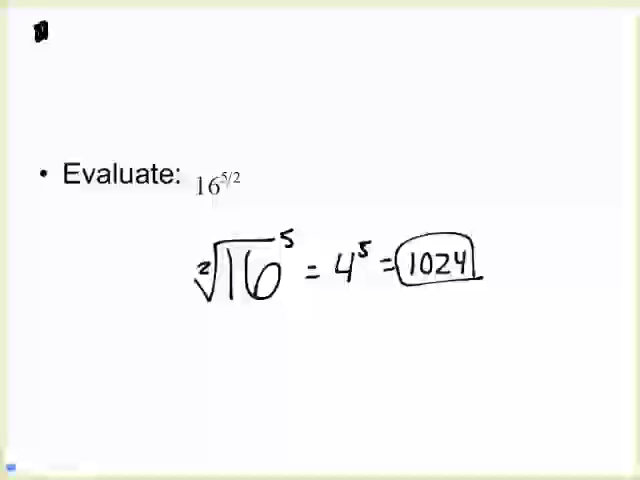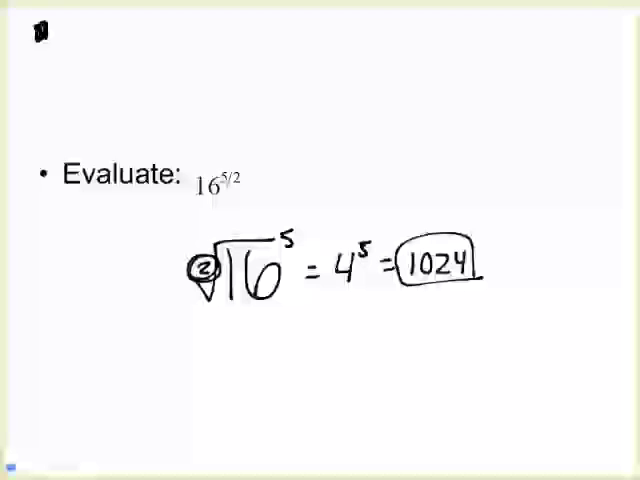You do not need to write that 2 there for a square root. The 2 is just kind of understood. If there's no number there, it means it's a square root. I'm writing the 2 just to emphasize that that's where the 2 is going, because if I didn't write it, students would see the 16 and the 5 and wonder what happened to the 2. But you don't have to write it.